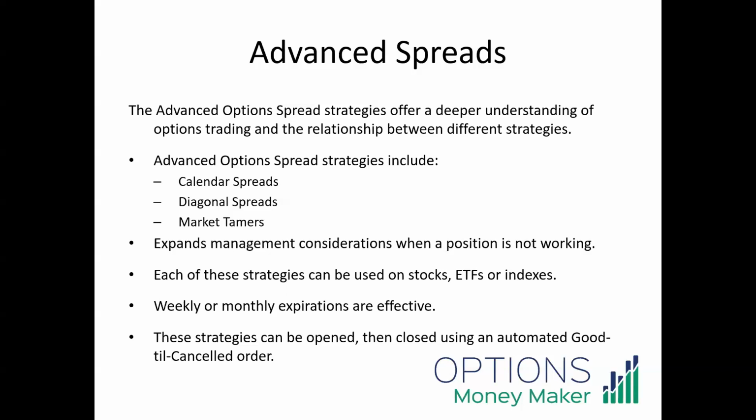Doesn't always work, but that is a very sound approach that we've been using for years, and it's all based on advanced option spread. So it just gives us more options available for management. You can use these strategies on stocks, ETFs, or indexes. Weekly or monthly expirations are effective. They have a lot of flexibility on them, and they can be opened and then closed using an automatic good till canceled order. So I just wanted to put that out there because I've gotten more and more questions about them.